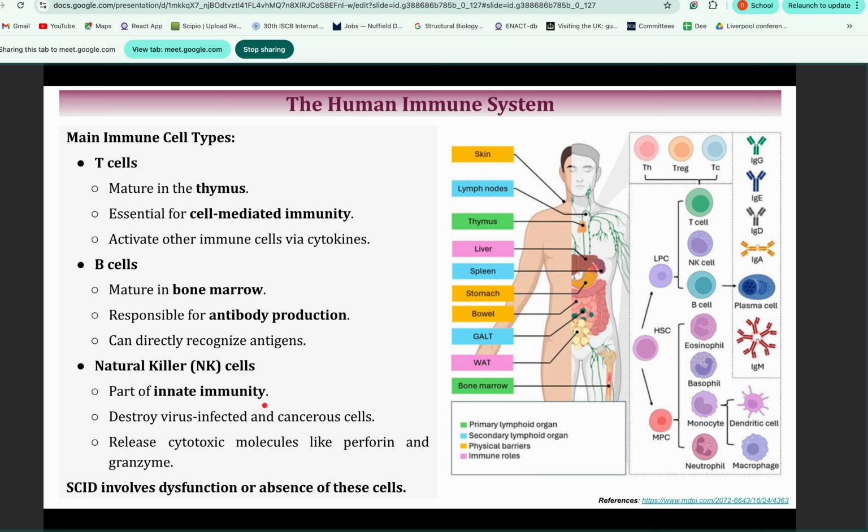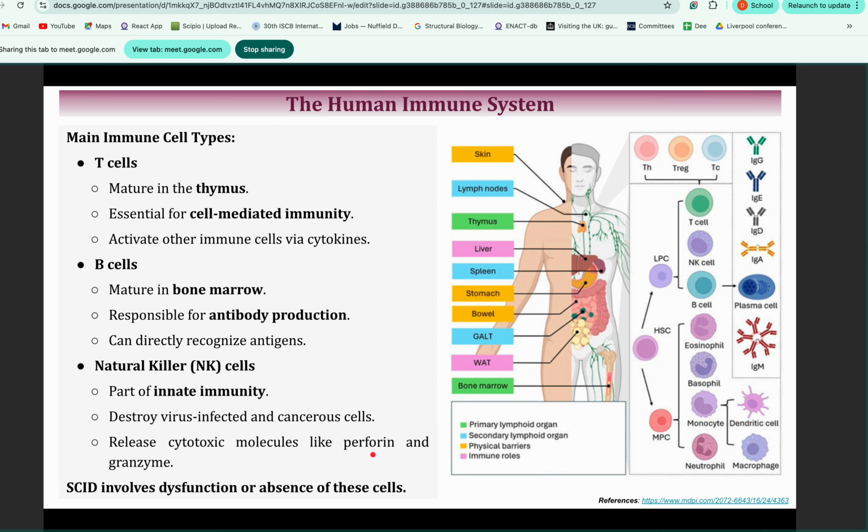Another example of acquired immunity is getting vaccines, which is not generated by our body but acquired from outside. So natural killer cells are part of innate immunity. They destroy virus-infected and cancerous cells, and release cytotoxic molecules like perforins and granzymes. This is the way our body fights against infection.